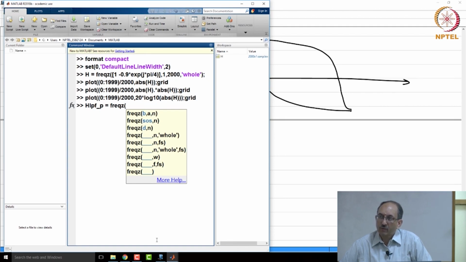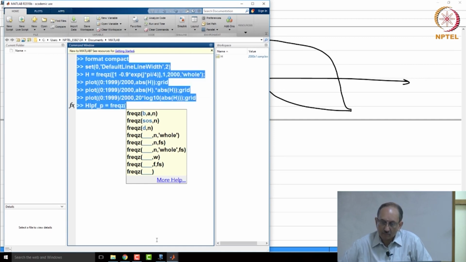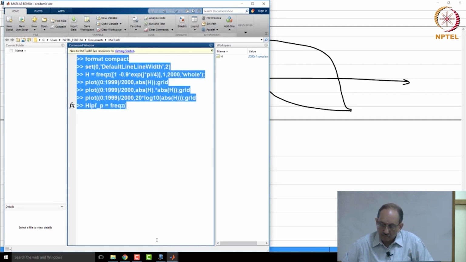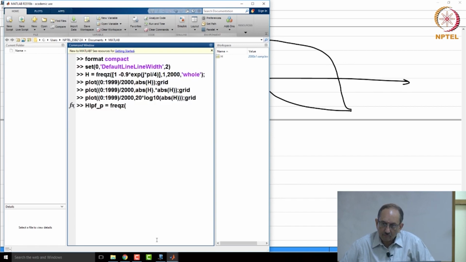because if I have 1 minus A by 1 minus A Z inverse, then if I put Z equal to 1, I will get 1 minus A by 1 minus A, and the peak gain will be 1. Therefore, let me make A equal to 0.9, and then the numerator is 1 minus A, it is just a constant, so that the peak gain is 1. Denominator is 1 minus A Z inverse.